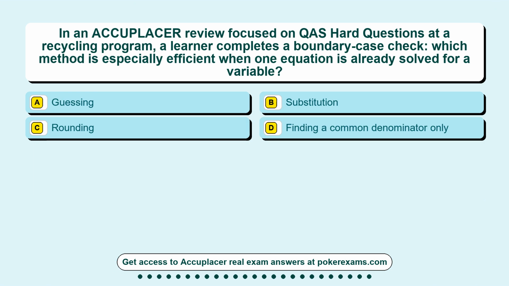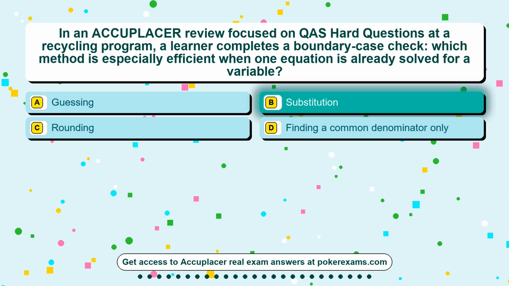Question 14. In an ACCUPLACER review focused on QAS hard questions at a recycling program, a learner completes a boundary case check. Which method is especially efficient when one equation is already solved for a variable? Option A, guessing. Option B, substitution. Option C, rounding. Option D, finding a common denominator only. The correct answer is Option B, substitution.